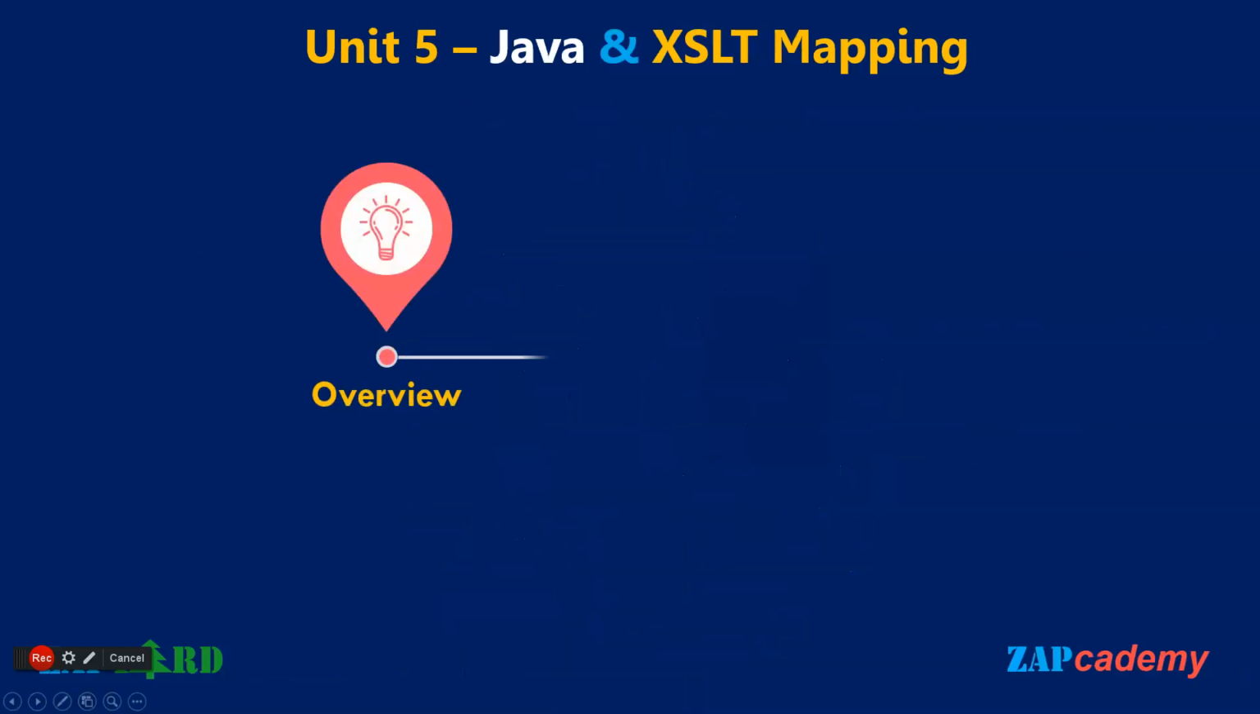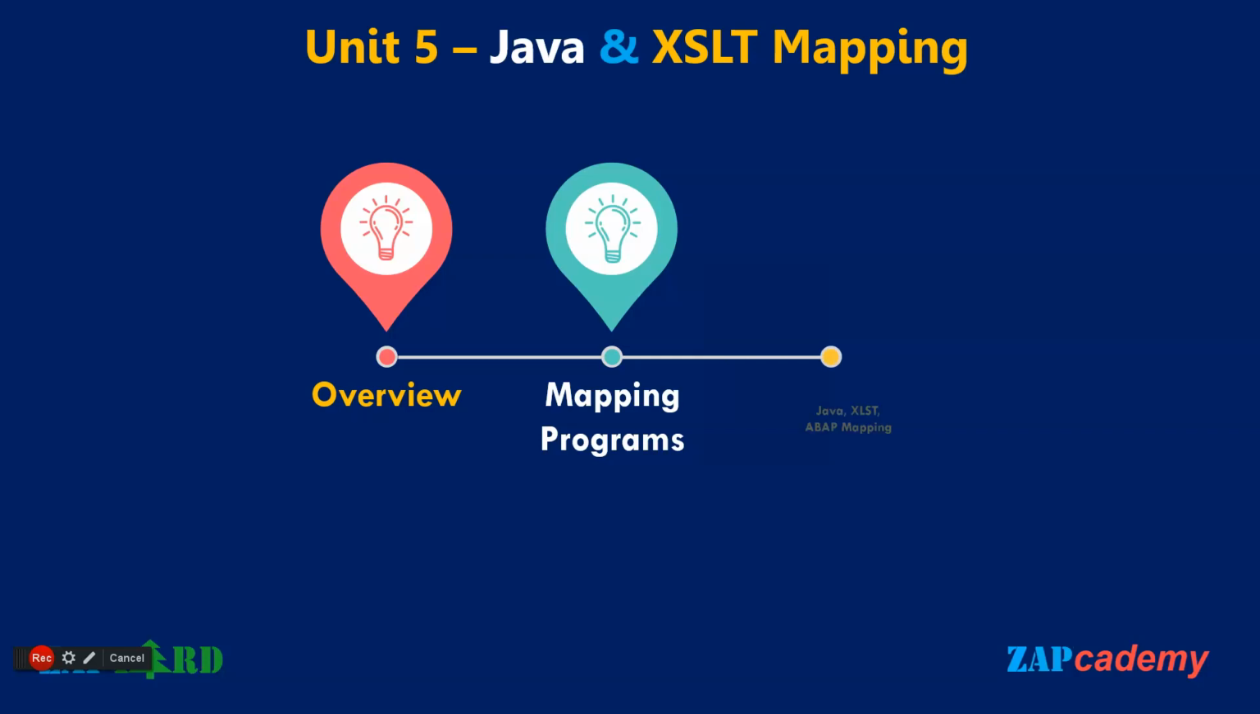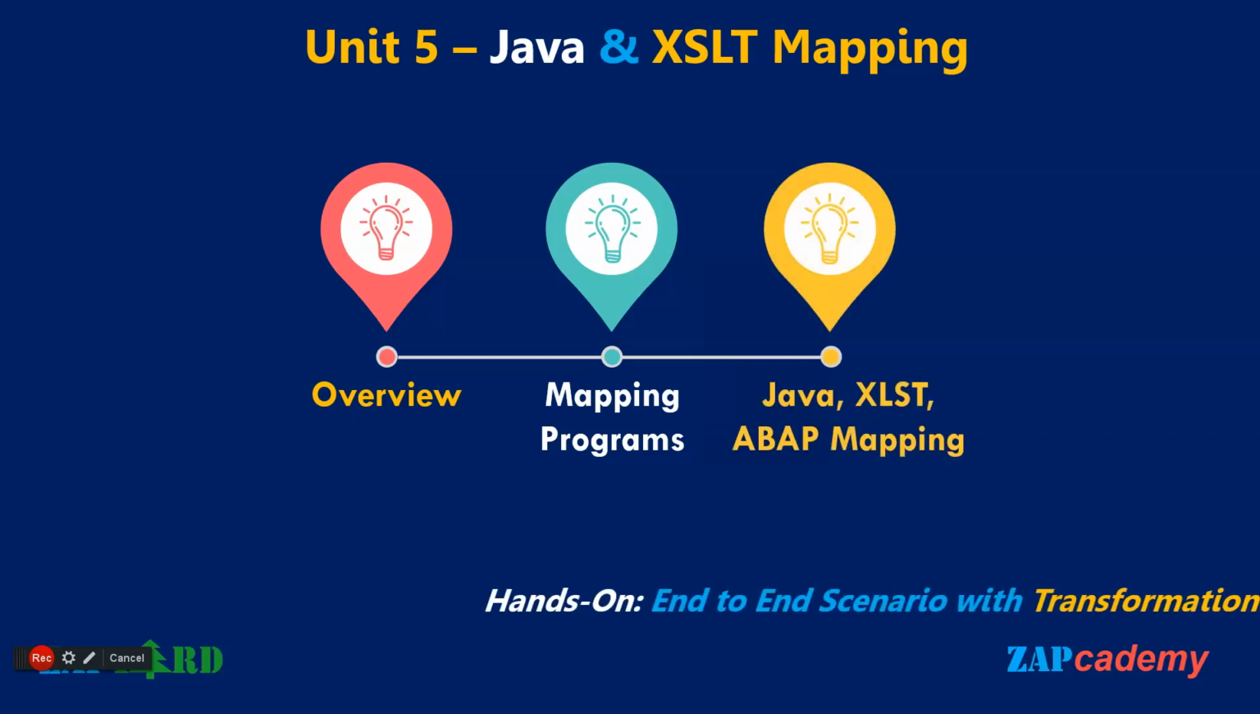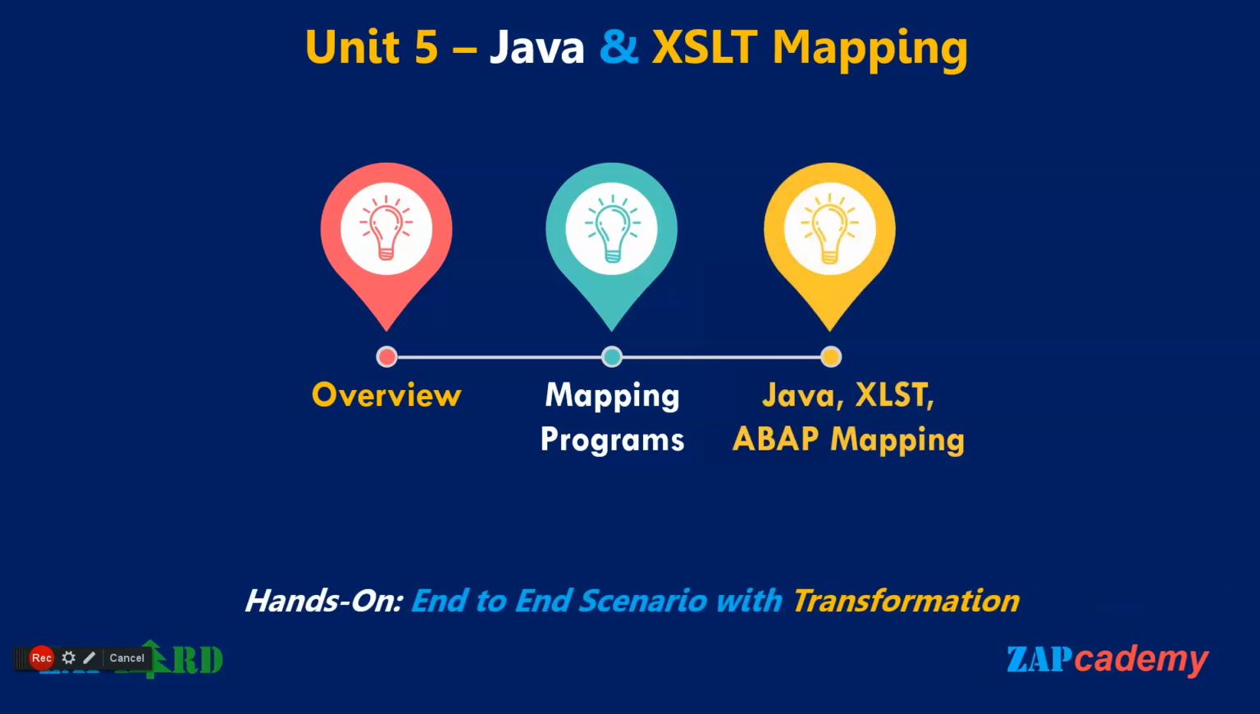Unit 5, we will focus on Java and XSLT mappings. The trainer will give the overview of this mapping. He will also talk in details about mapping programs and then focus on Java, XSLT and ABAP mapping concepts. We will then do another end-to-end scenario with transformation using the topics covered.